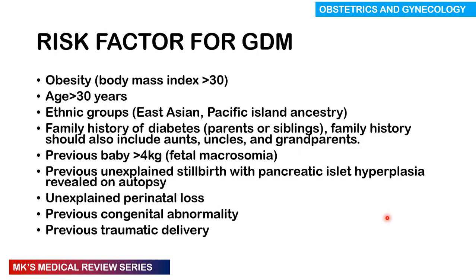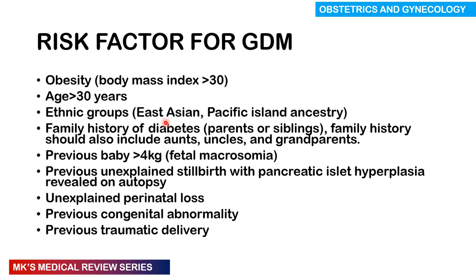There are some risk factors that are associated with gestational diabetes mellitus: obesity, those that have a body mass index or BMI greater than 30 kilograms per square meter, and age greater than 30, certain ethnic groups like Eastern Asians, Pacific Island ancestry, then those that have a family history of diabetes, whether be it a parent or a sibling. Those that have a family history should also include things like aunties, uncles, even grandparents.